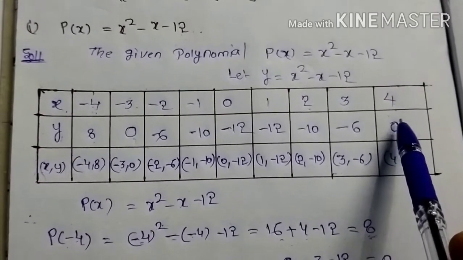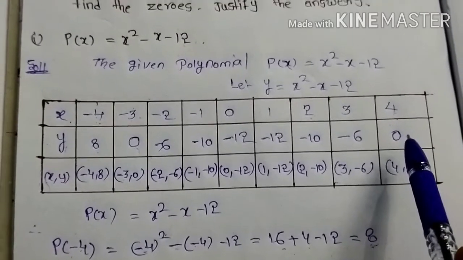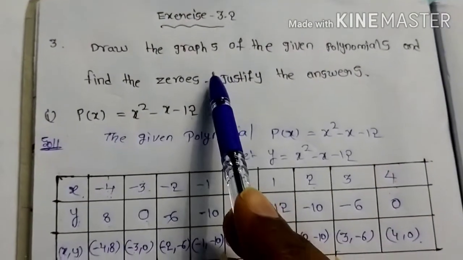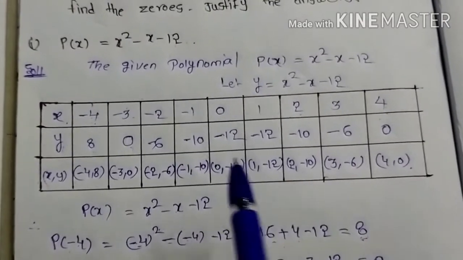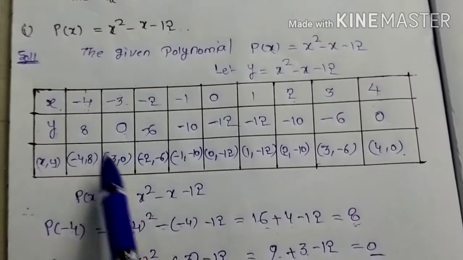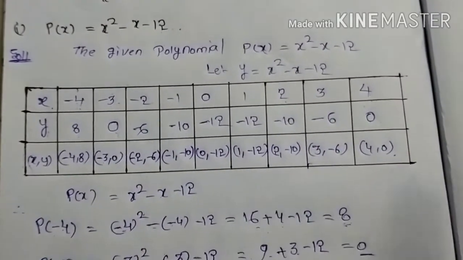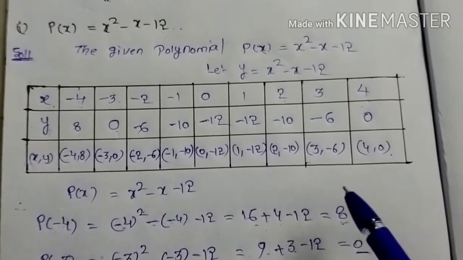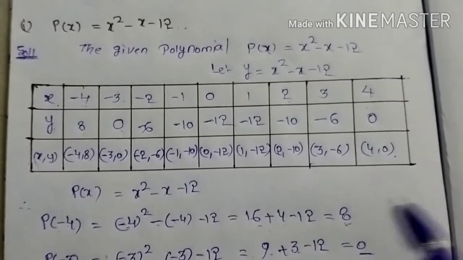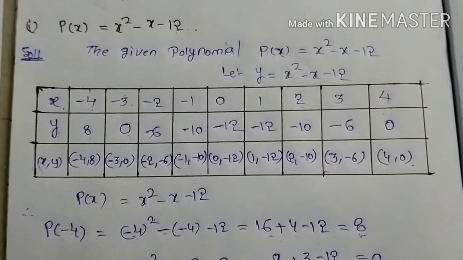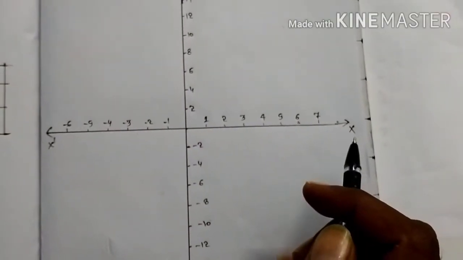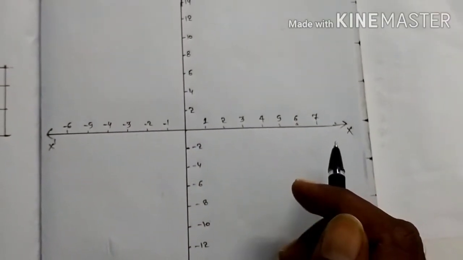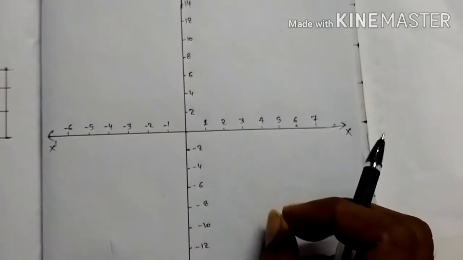But in the question they are asking to show it in the graph. That means you need to plot these points. You can locate these points on the graph sheet, then you can find the solution. Now you can see here, on the graph sheet I have drawn the x and y axis. You can do this on graph sheet only.